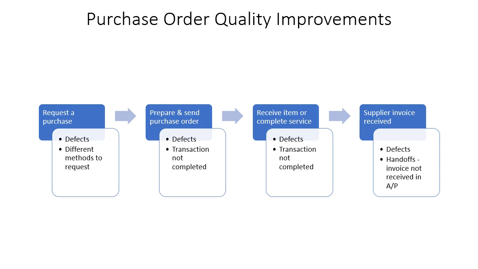So let's look at the purchase order process and possible quality improvements. What's interesting about the purchase order process and purchase orders and receiving inspection is that they really are designed to prevent defects, but they don't always work very well.